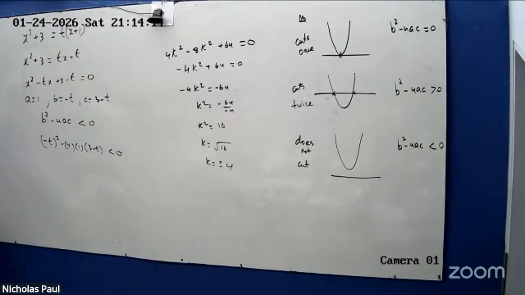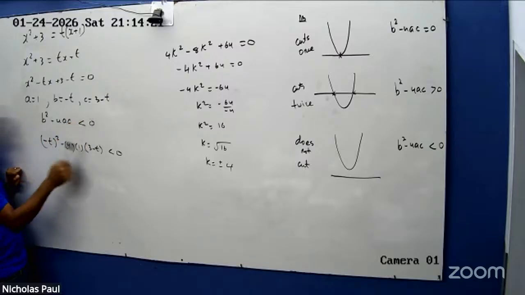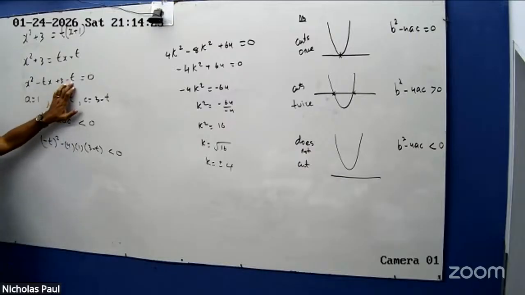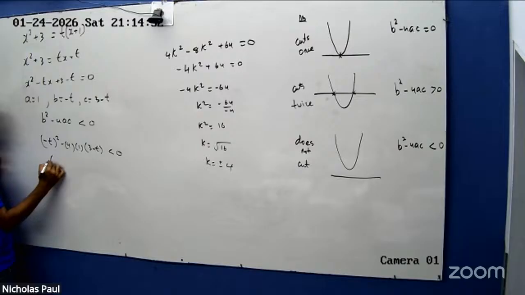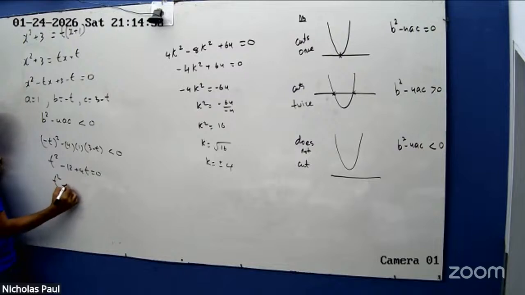Right? Multiply it out. We have B, we have A and we have C. Everybody okay with that? T is a constant, right? There's no X next to it. So it will always be the same thing. So I have T squared minus 12 plus 14. So that's T squared plus 4T minus 12.